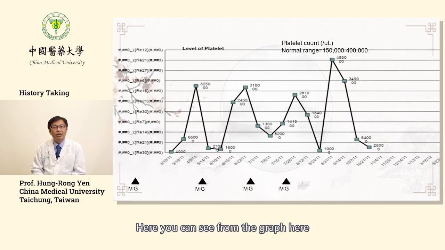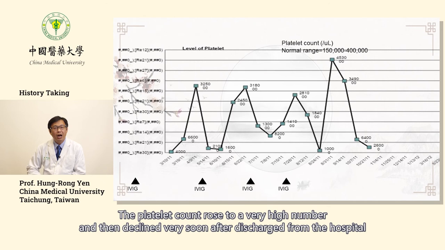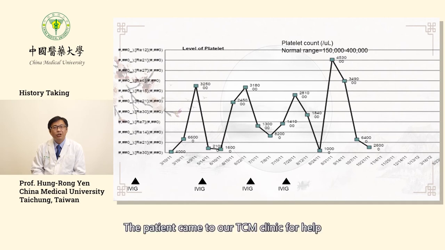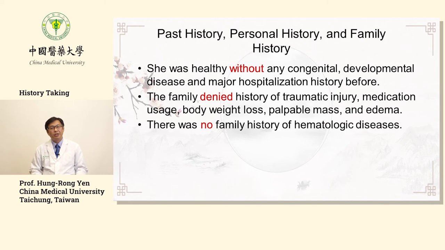So here you can see from the graphs, the patient has a very low platelet count, and whenever she received a steroid and intravenous immunoglobulin treatment, the platelet count rose to a very high number, and then declined very soon after discharge from the hospital. So then the patient came to our TCM clinic for help.